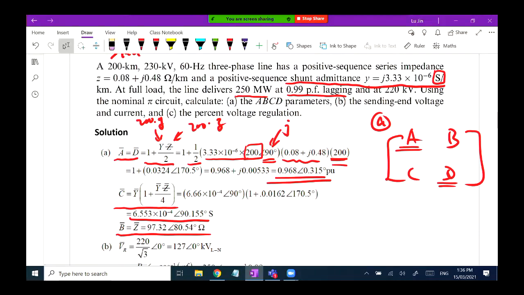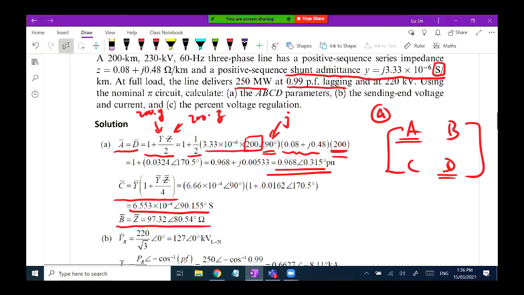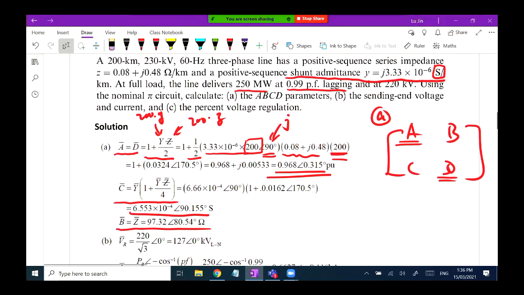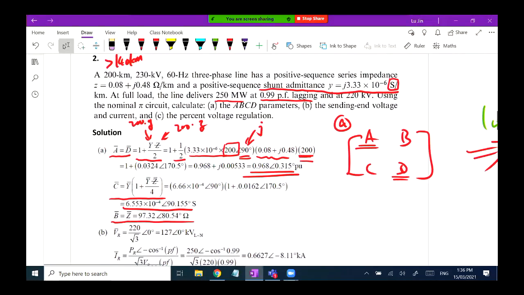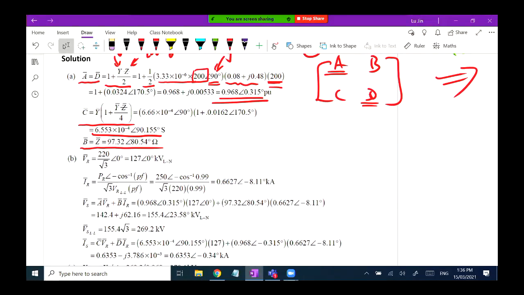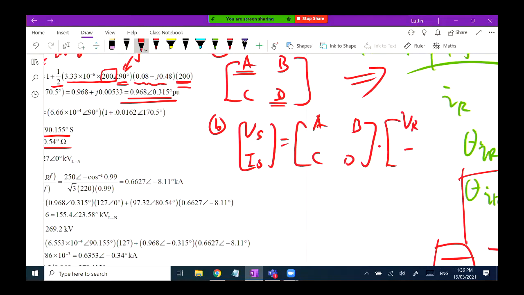For part B of the question, the sending-end voltage and current. Let me have a quick look. So at full load, the line voltage is given. We are going to determine the sending-end voltage and current, so we are going to use our ABCD model. In part B, the vector VS, IS is equal to the same thing, ABCD multiplied by VR, IR. These four elements ABCD are known, so no problem.